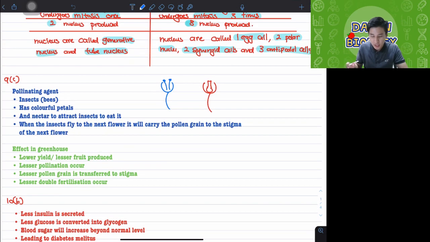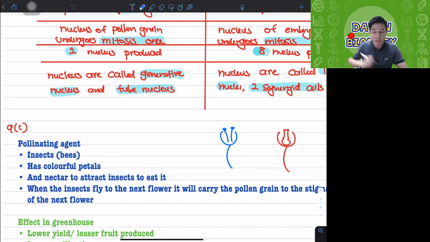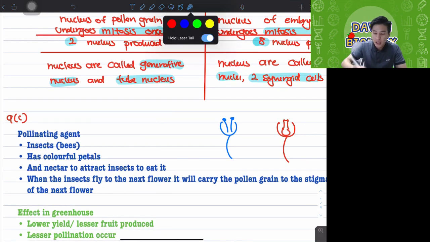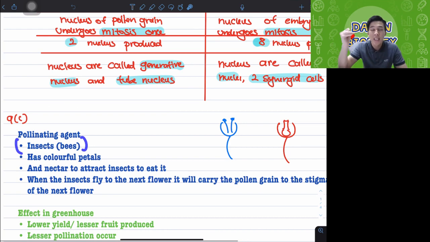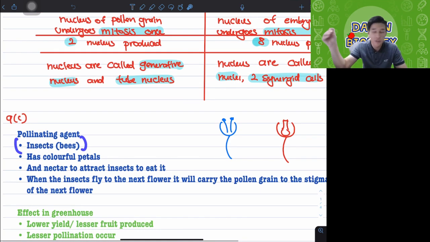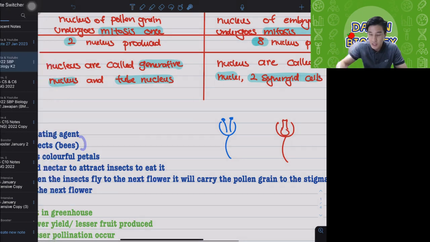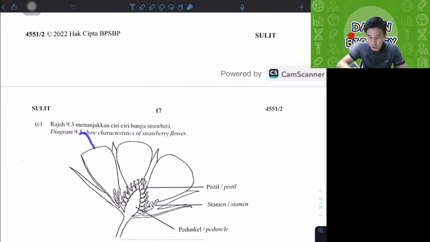Now, so you show the answers here. The pollinating agents involved are mainly insects, like bees. You know bees, right? They always go into the flowers and help to pollinate the flower. Now, why will bees help to transfer the pollen grain? That's because, number one, flowers have colorful petals. So we need to explain why insects are pollinating agents of strawberry flowers. Because the petals of strawberry flowers are usually very big and colorful. They attract the bees to come in.